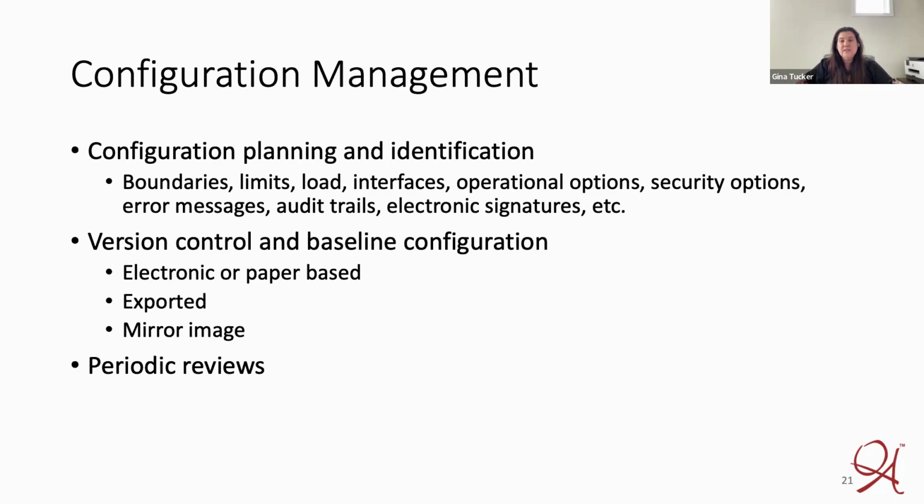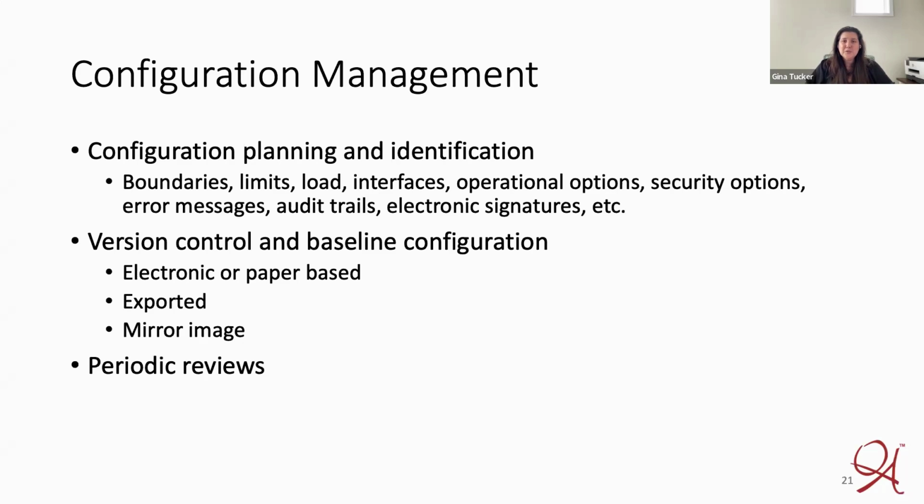Configuration management, or how a system is configured, is also very key to validation effort. Identifying those configurations and documenting them will serve in the long run to create a baseline that can be used in the event of an unforeseen incident. Items to consider in configuration management include things like boundaries of the system, the parameters that the system is going to operate within, limits on the amount of data that a system can handle or manage at any one given time, or limits of the system itself, interfaces, operational options, security options, error message options, regulatory requirements.